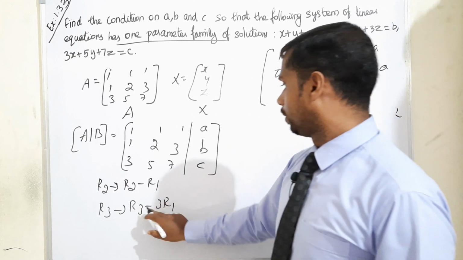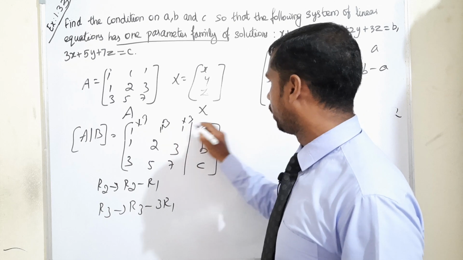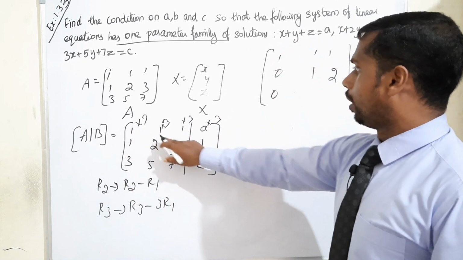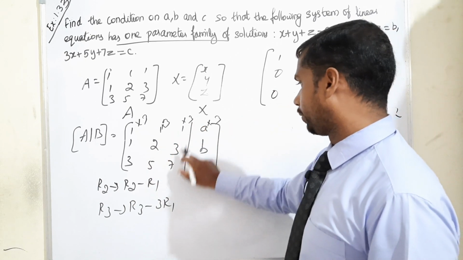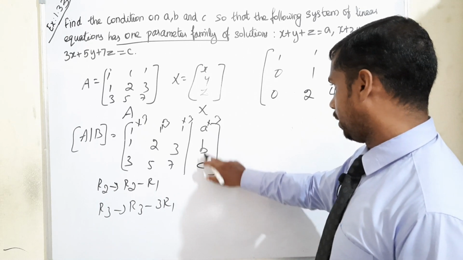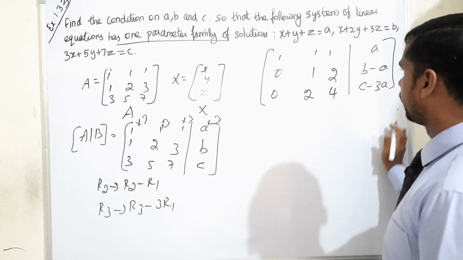Third one, each and every element of row 1 multiplied by 3, isn't it? So 1 into 3, 3. 3 minus 3, 0. 1 into 3, 3. 5 minus 3, positive 2. 1 into 3, 3. 7 minus 3, positive 4. Here, c minus 3a, isn't it? Next, second one.